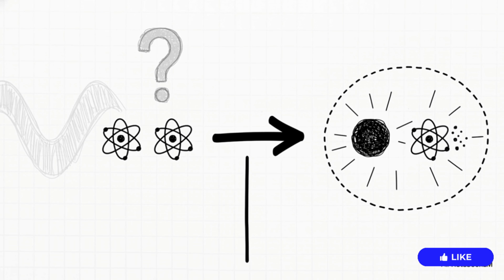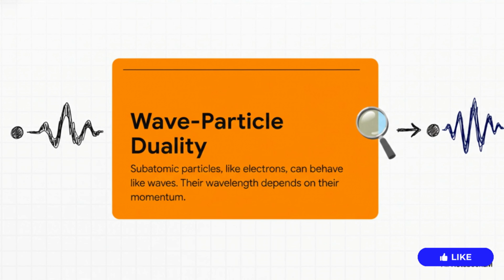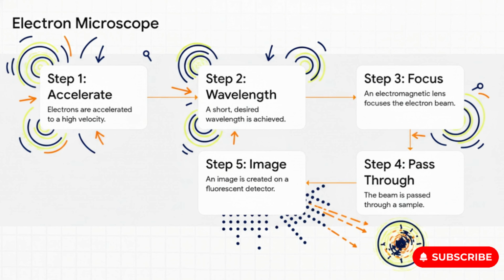It's a particle. And this brings us to one of the wildest ideas in all of science, wave-particle duality. It turns out that tiny particles, like electrons, can also act like waves. And here's the really cool part. We can actually control their wavelength. How? By changing their speed. The faster we make them go, the smaller their wavelength gets. And we use this bizarre quantum trick to build one of the most powerful tools we have, the electron microscope.